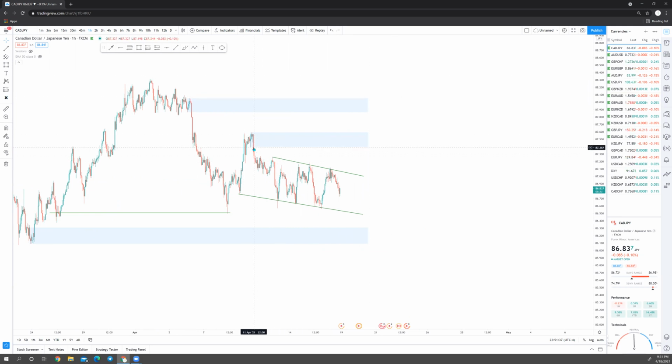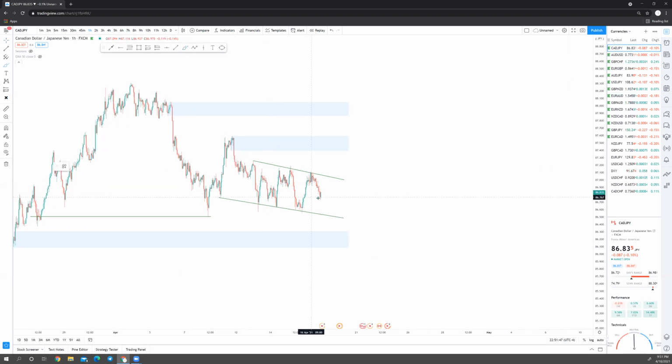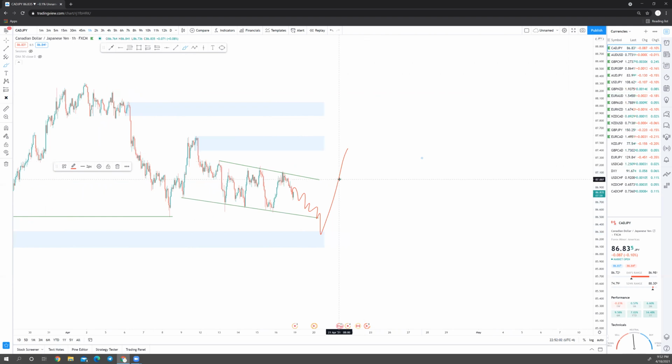The least into here, that'd be a logical spot. It could stop here, but I kind of doubt it. I think this is the most reasonable place to take it. So yeah, what I'm saying is get something like this, kind of chop around, come down, and then head up. Now let me change the color on this. So that is what I am seeing on CAD JPY.